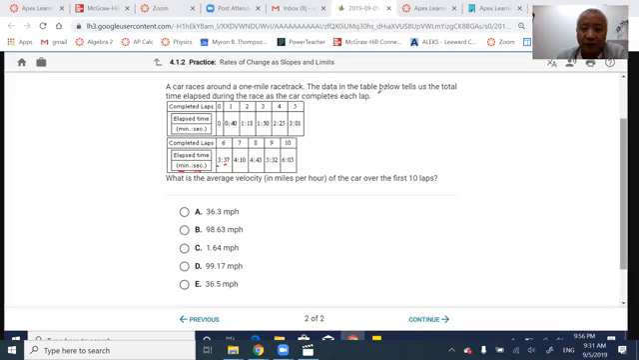You see here, the data below tells you the total time elapsed during the race as the car completed each lap. Now, what is the average velocity in miles per hour of the car over the first 10 laps? So if it's the first 10 laps, we need to look at the beginning here. And we need to look at the last one here.